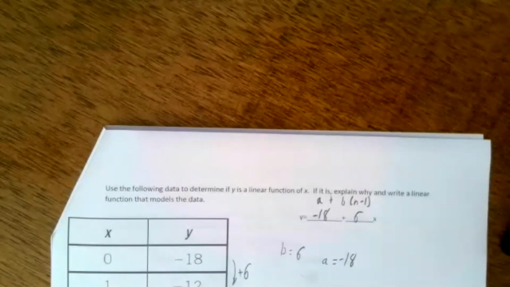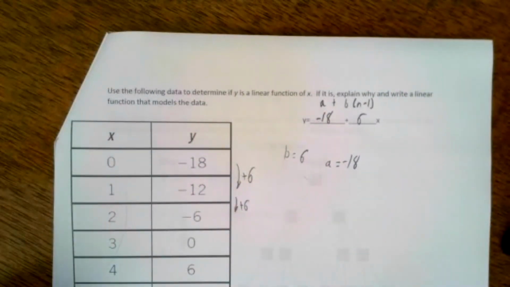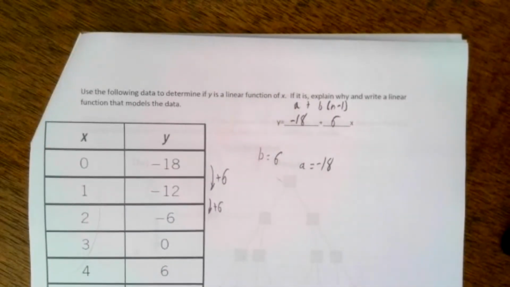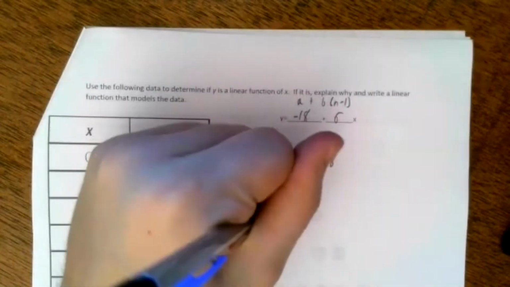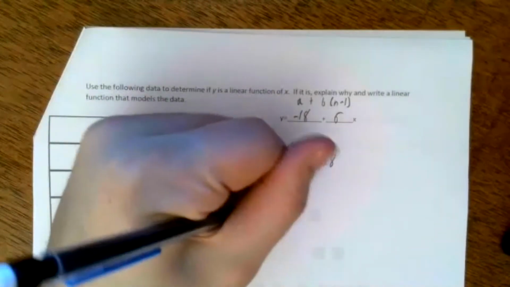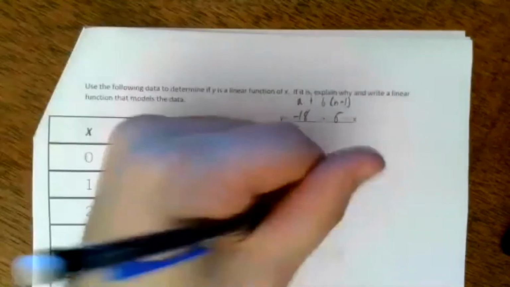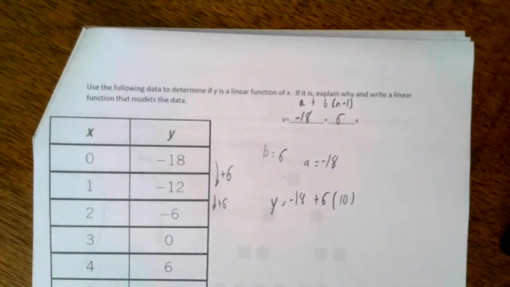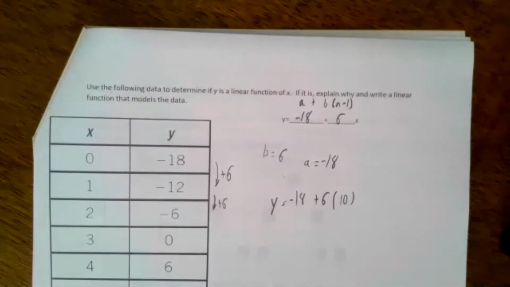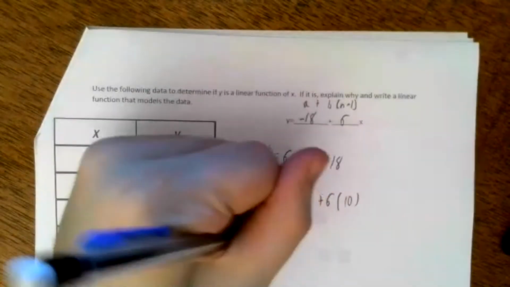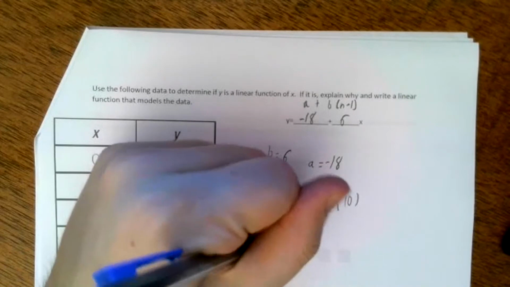Okay, so we have a linear function that models the data. We can use that to find maybe the 10th term. So if I wanted to find the 10th term, so x equals 10, how can I do that with this that we just found here? I don't know what y is, but I know that it equals negative 18 plus 6x, and I want to find the 10th term. So what I'm going to do is just plug in 10 for x. So if I know that it's my 10th term, what is y going to equal? What is the value of my y at my 10th term?